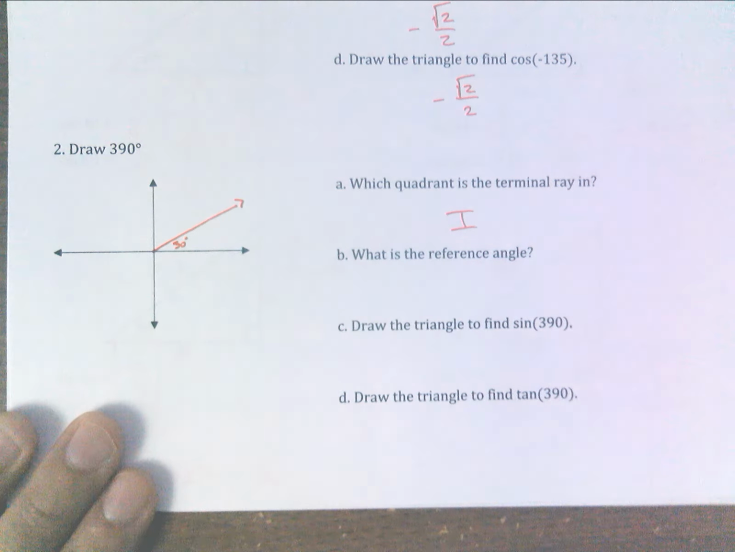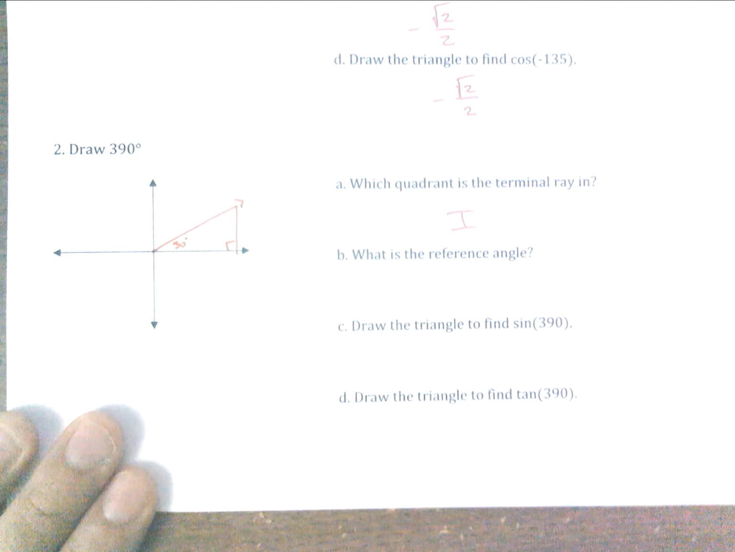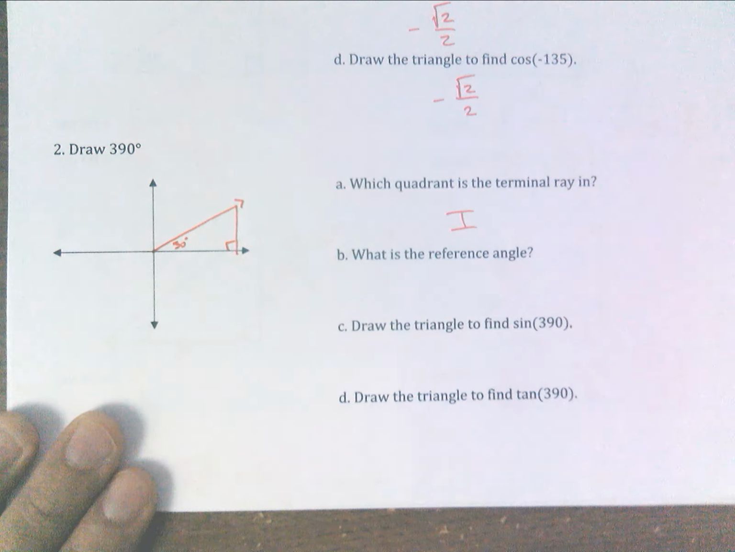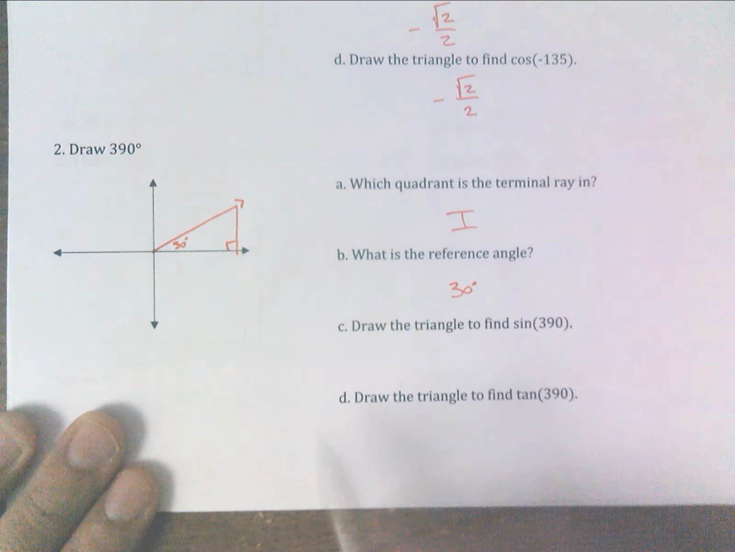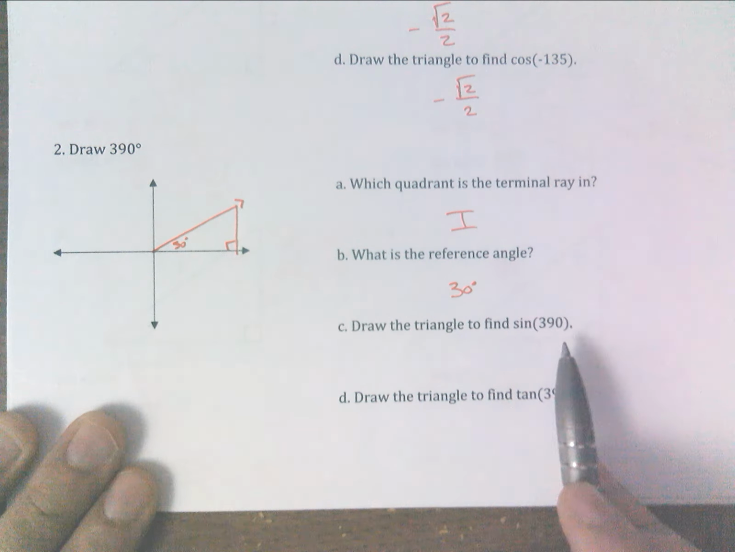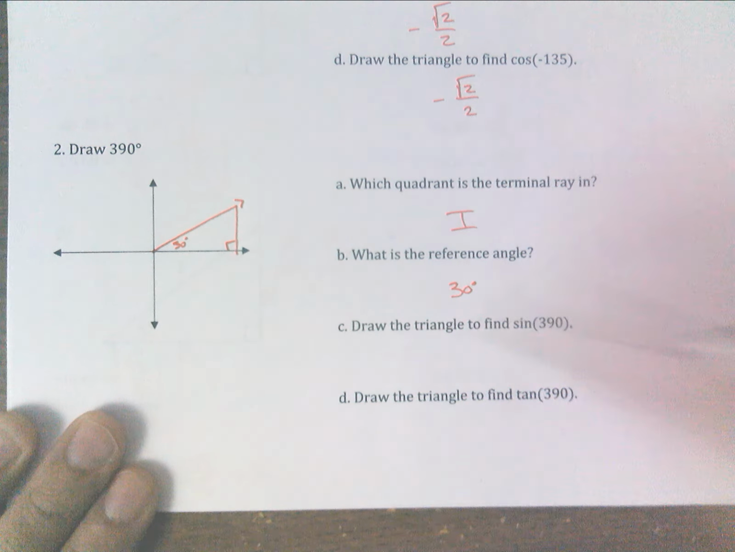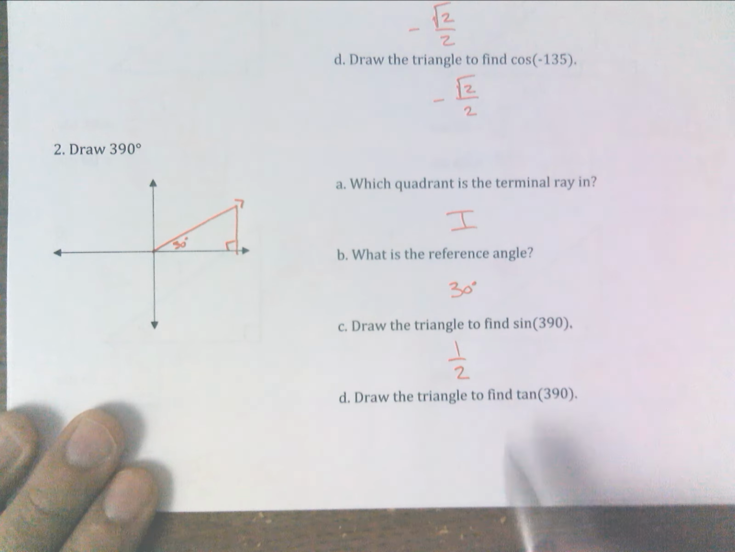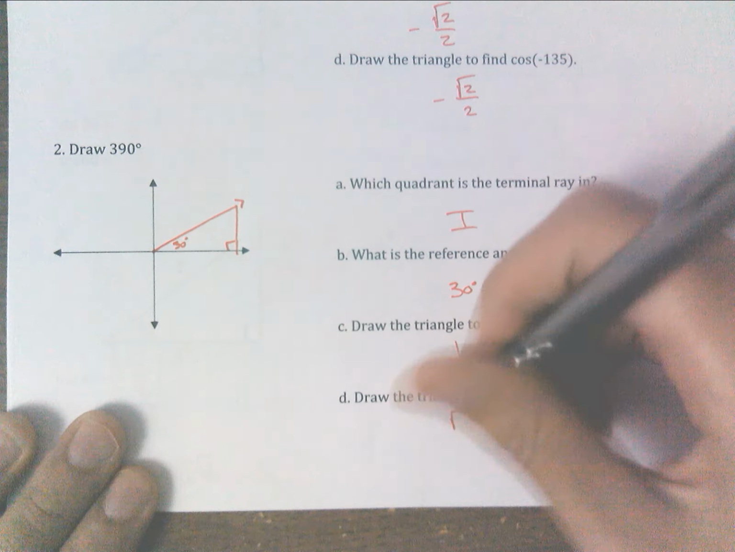Let's drop a perpendicular and get that triangle. So notice what we have here. We've got a 30, 60, 90 triangle, a special right. Oh, here's our reference angle, 30 degrees. So the sine of 390 is the same as the sine of 30. The sine of 30 we already know is 1/2. And then the tangent of 390 is the same as the tangent of 30, which we found on the first page. That is root 3 over 3.